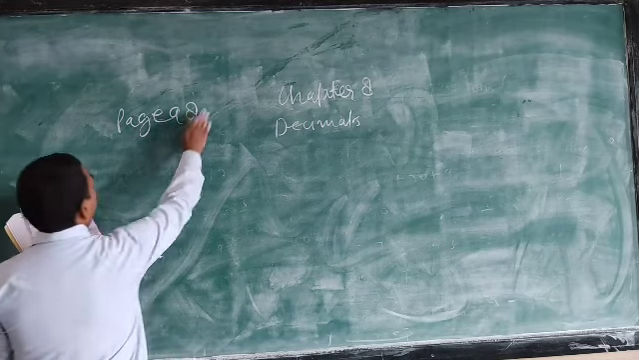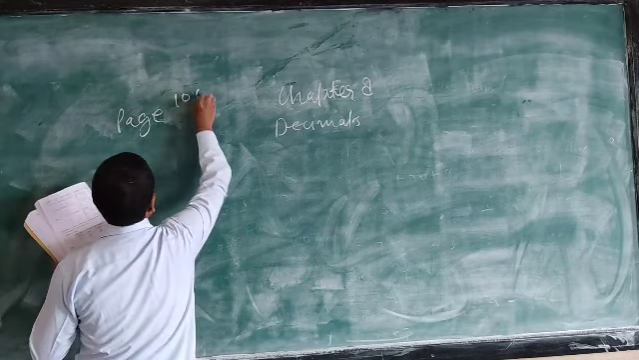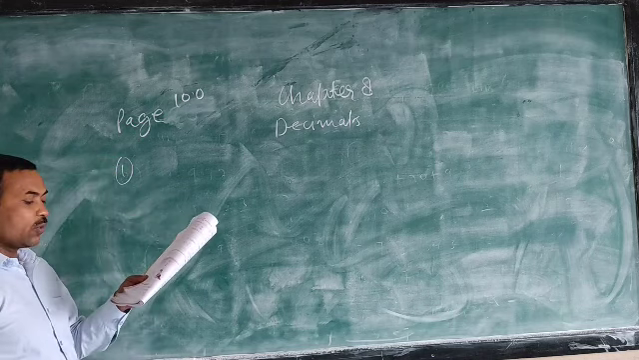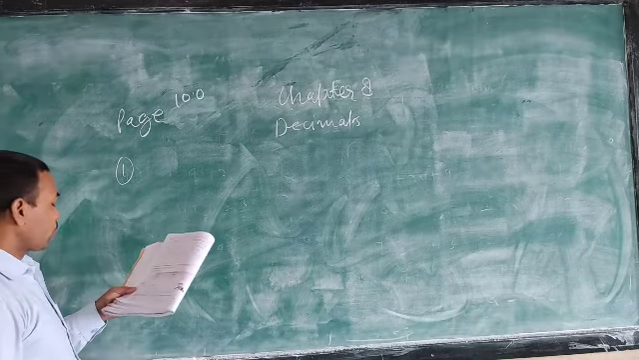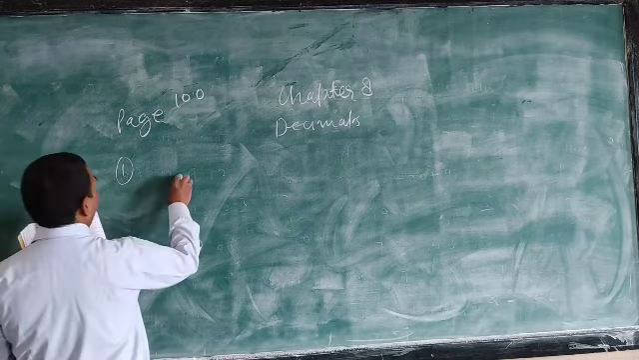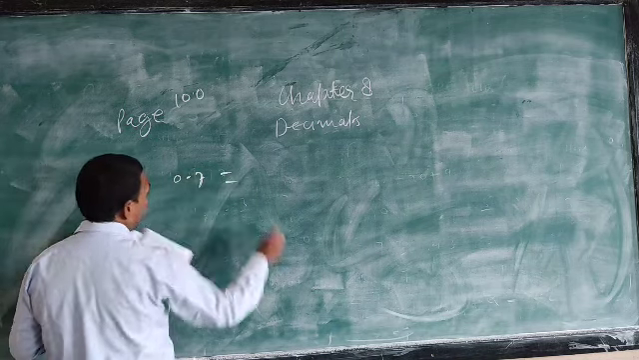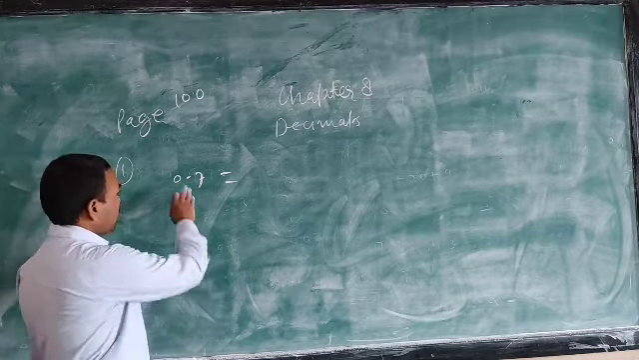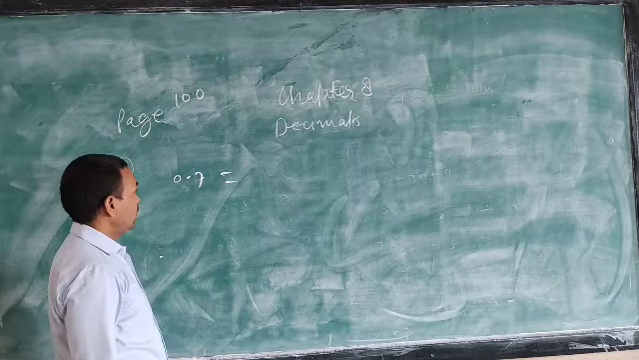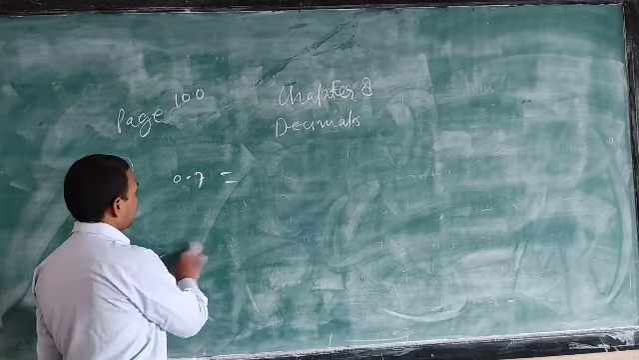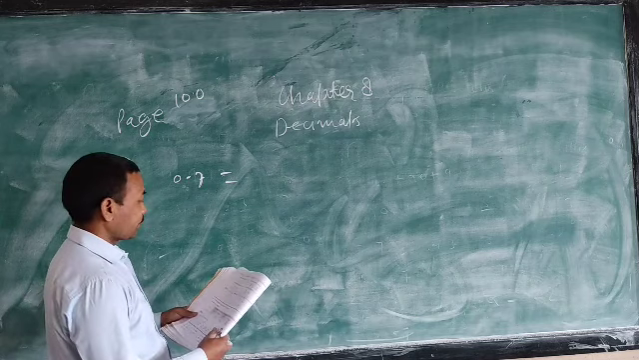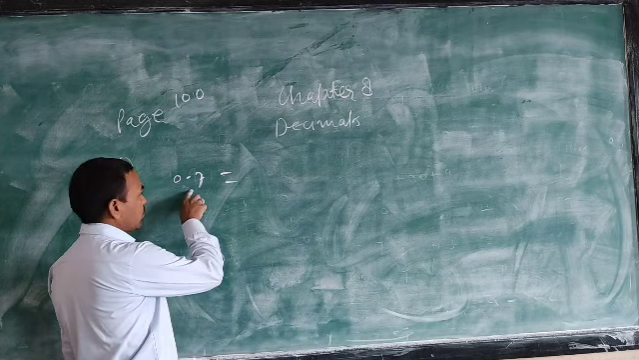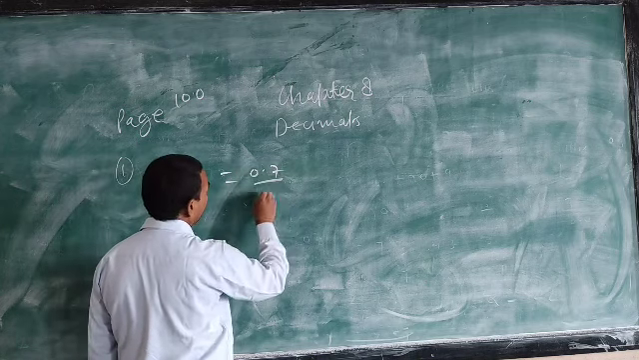On page number 100, see, the first question is asking to explain the following decimal notation as an ordinary fraction. So the question should be very easy. 0.7. You know, children, a fraction has two terms only, numerator and denominator. What will be the numerator of this fraction? Now you should understand how to write. See, this number can be written in fraction form as 0.7 by 1.